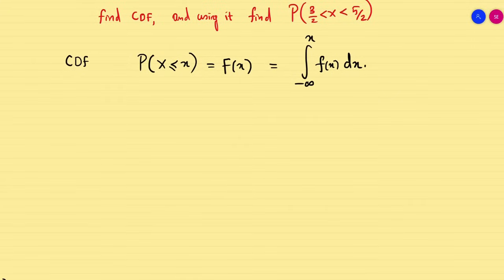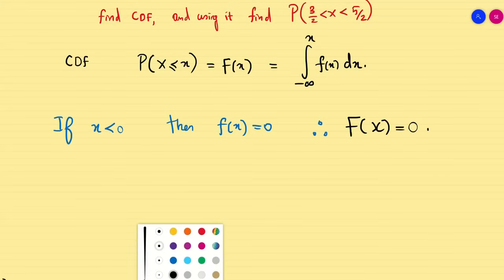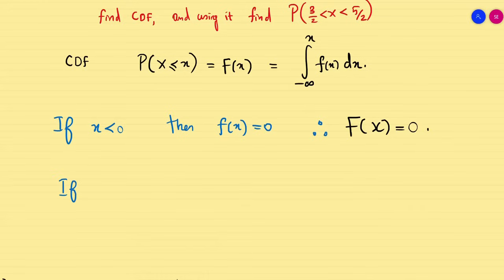So the first case is if x is less than 0. We know that if x is less than 0, the PDF is 0. Then that means my small f of x is 0. Therefore, from the property, capital F of x is also 0 because it is the left value. Now what do we have to do if x lies between 0 and 1? How do we solve the problem? Okay, let's go.